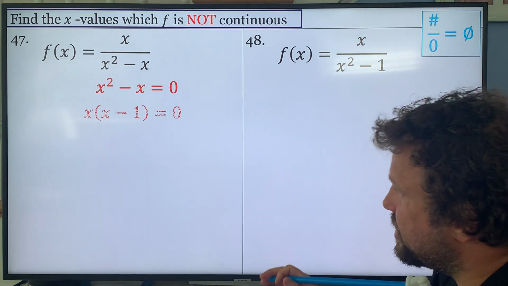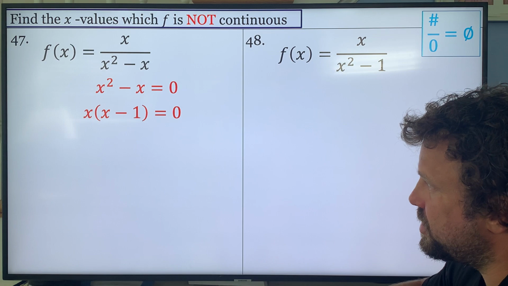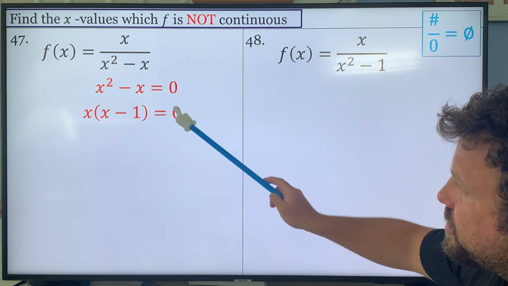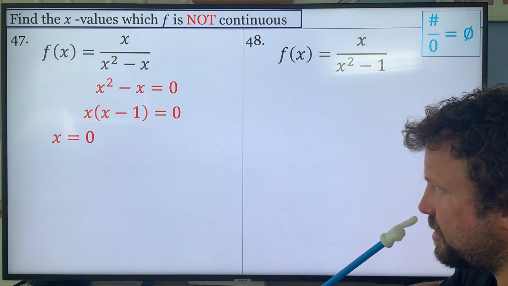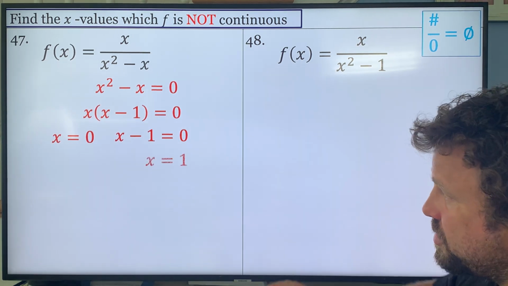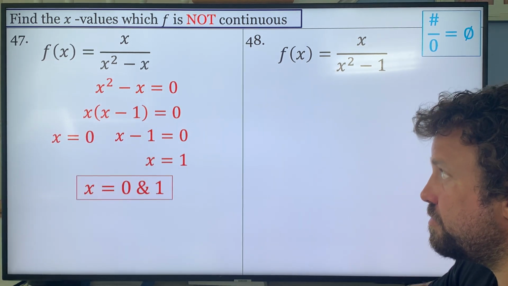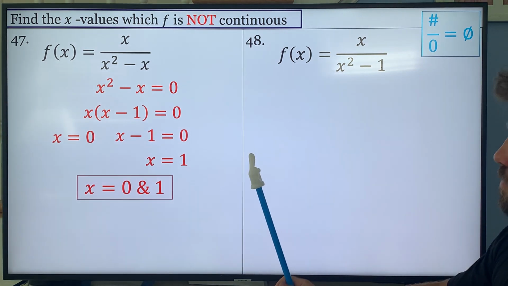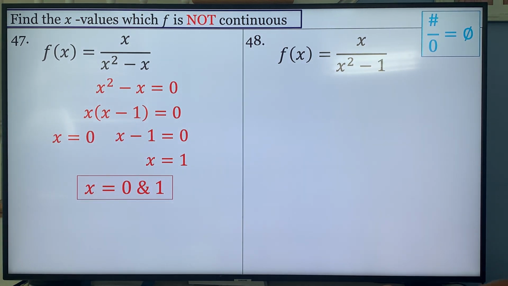So I'm going to pull an x out. X times x minus 1 equals 0. I'm going to set these both equal to 0. X equals 0, x minus 1 equals 0. Okay? X equals 0 and x equals 1. That's when it's not continuous. Next problem. When x squared minus 1 equals 0, your graph is not continuous.